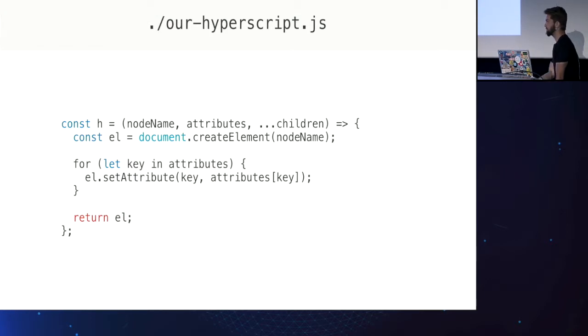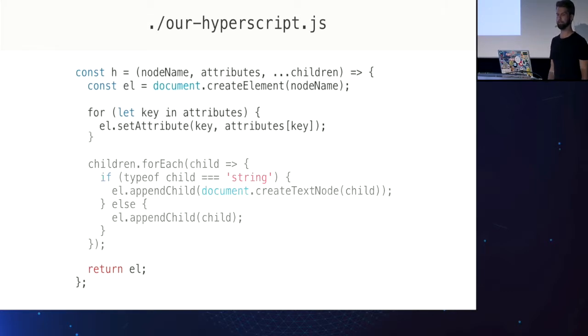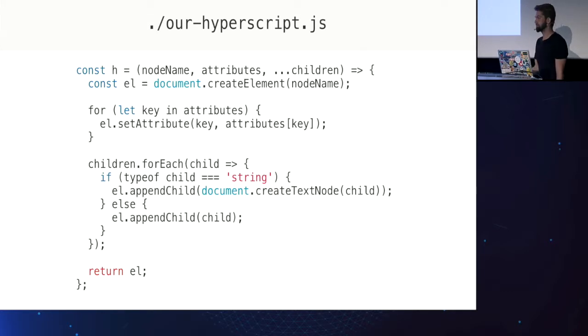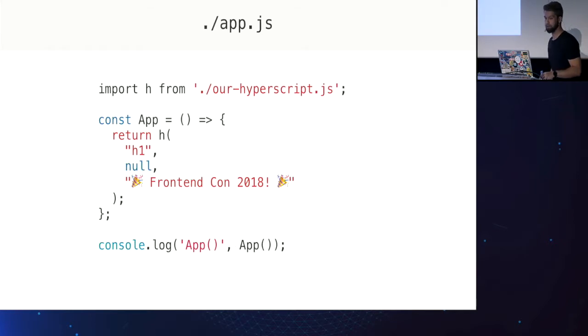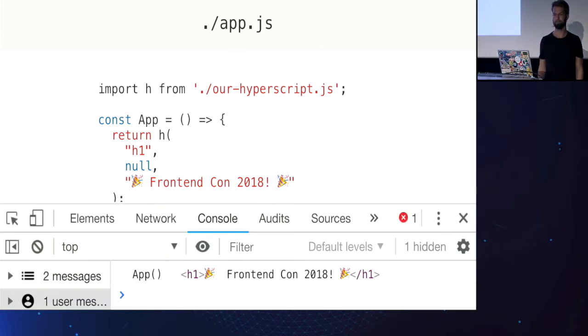So we're iterating over all the attributes, and we're adding these to the element that we just created. Then it's time to iterate over the children. If it's a text node, we create a text node, and otherwise we append the children. So with this little bit of code and this one function, I'm just creating DOM nodes on the fly. And this is already declarative UI.